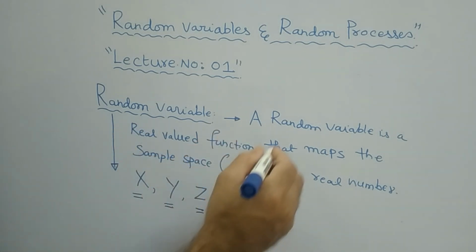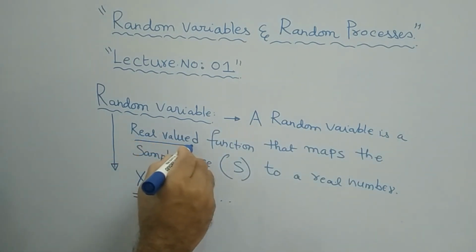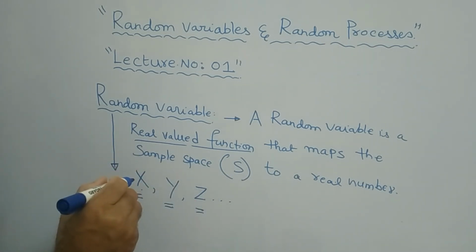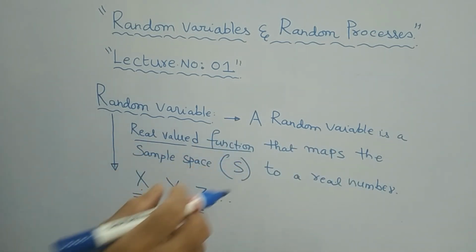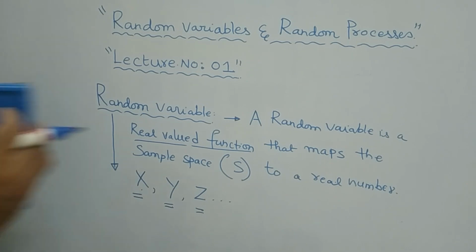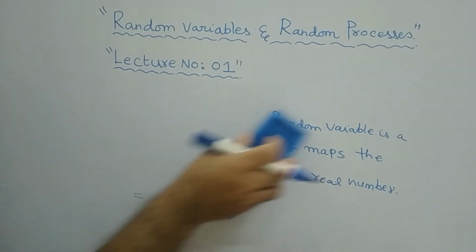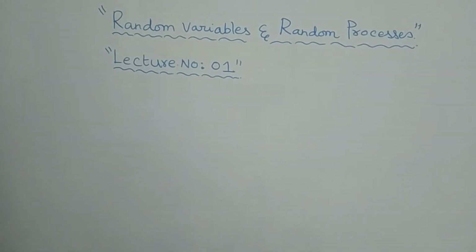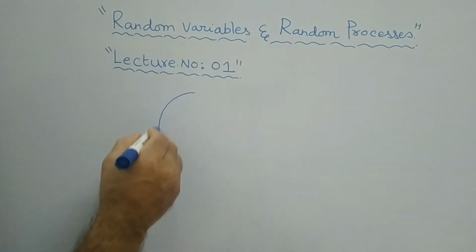Now what my definition is, a random variable is a real valued function. It is a real valued function, and this function maps the sample space. How it maps, I will explain with a diagram so that you will understand the definition of this random variable very clearly. So let us say that this is a sample space.